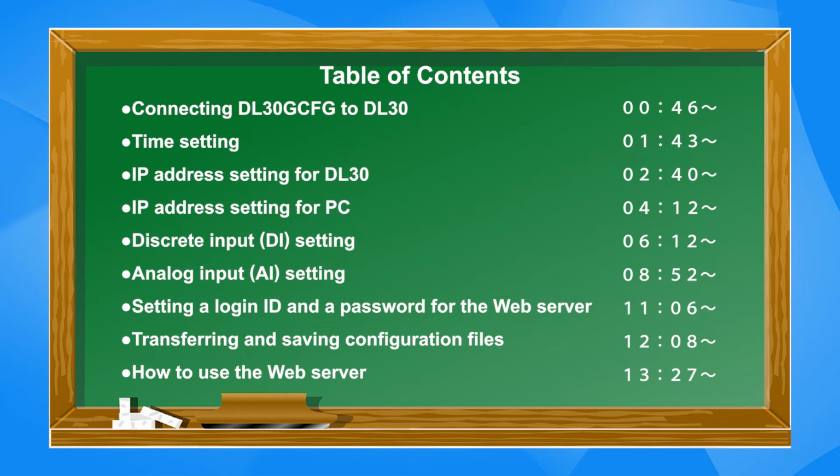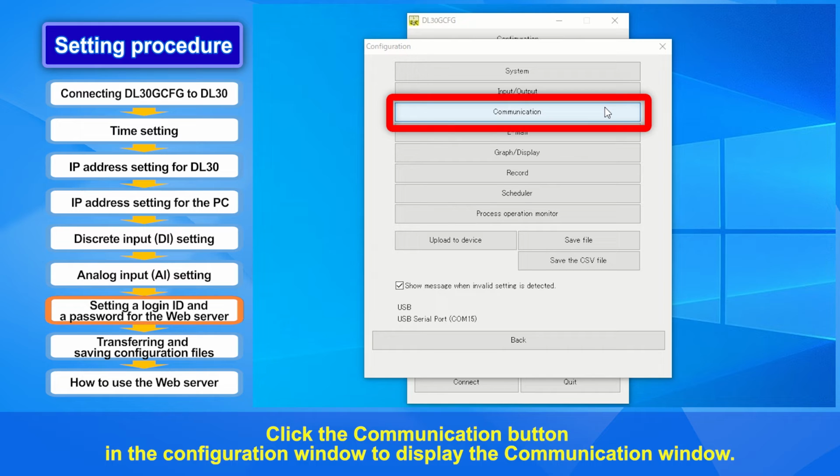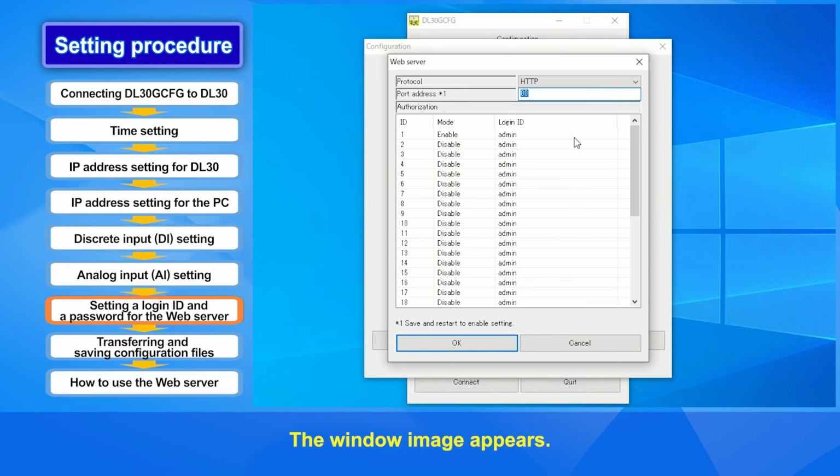Next is the settings for a login ID and a password for the web server. Click the communication button in the configuration window to display the communication window. By clicking web server, the web server window is displayed. The window image appears.